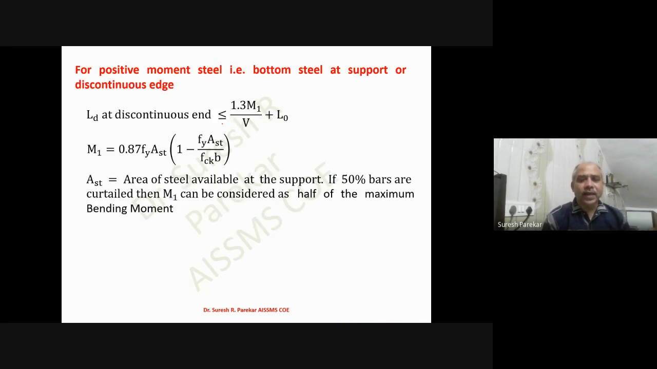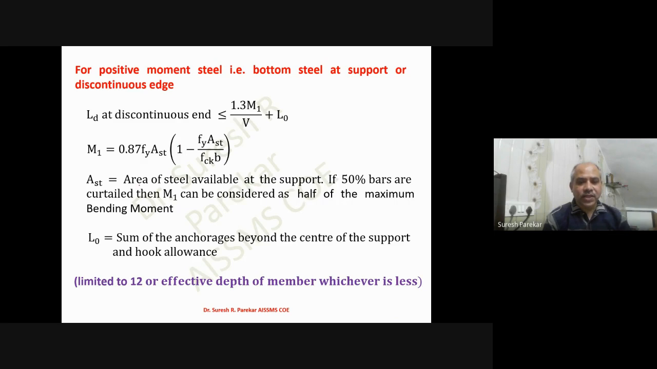And for positive moment, we have just seen this. For M1, we have to take whatever AST is available at the support, or directly we can take 50% that we are going to curtail, so we can take it as MU upon 2. And this we have just seen. When we have continuous members, we have this value, 12 phi or effective depth, whichever is greater. So in this way, we have to go for this development length.